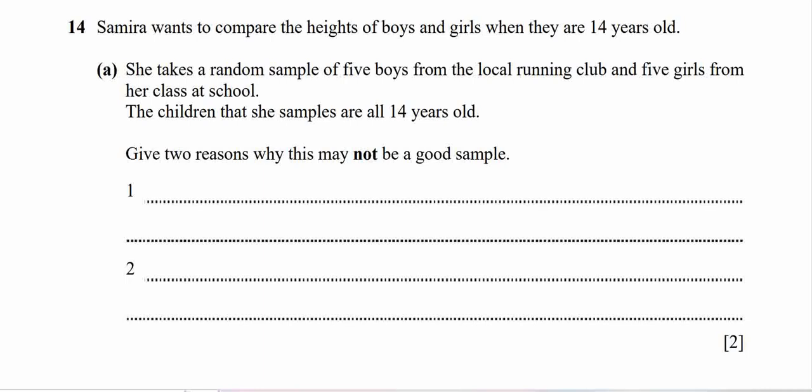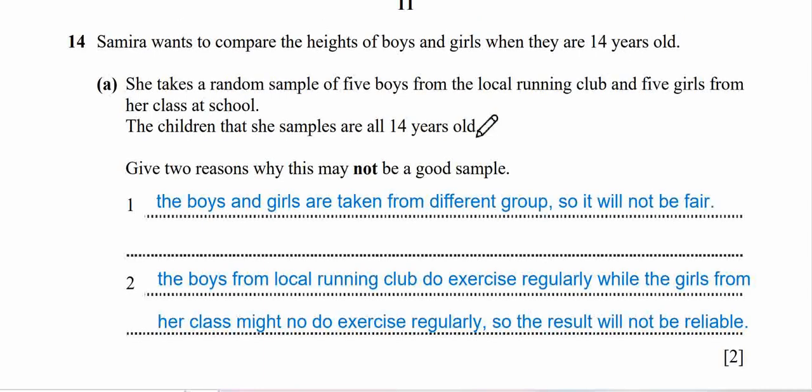So let's reveal the answer. This is one example of a correct answer. The answer for this may vary. If you need to clarify your answer, please feel free to write down in the comment section in this YouTube channel. So the first reason is the boys and girls are taken from different groups, so it will not be fair. Second, the boys from the local running club do exercise regularly, while the girls from her class might not do exercise regularly, so the result will not be reliable.